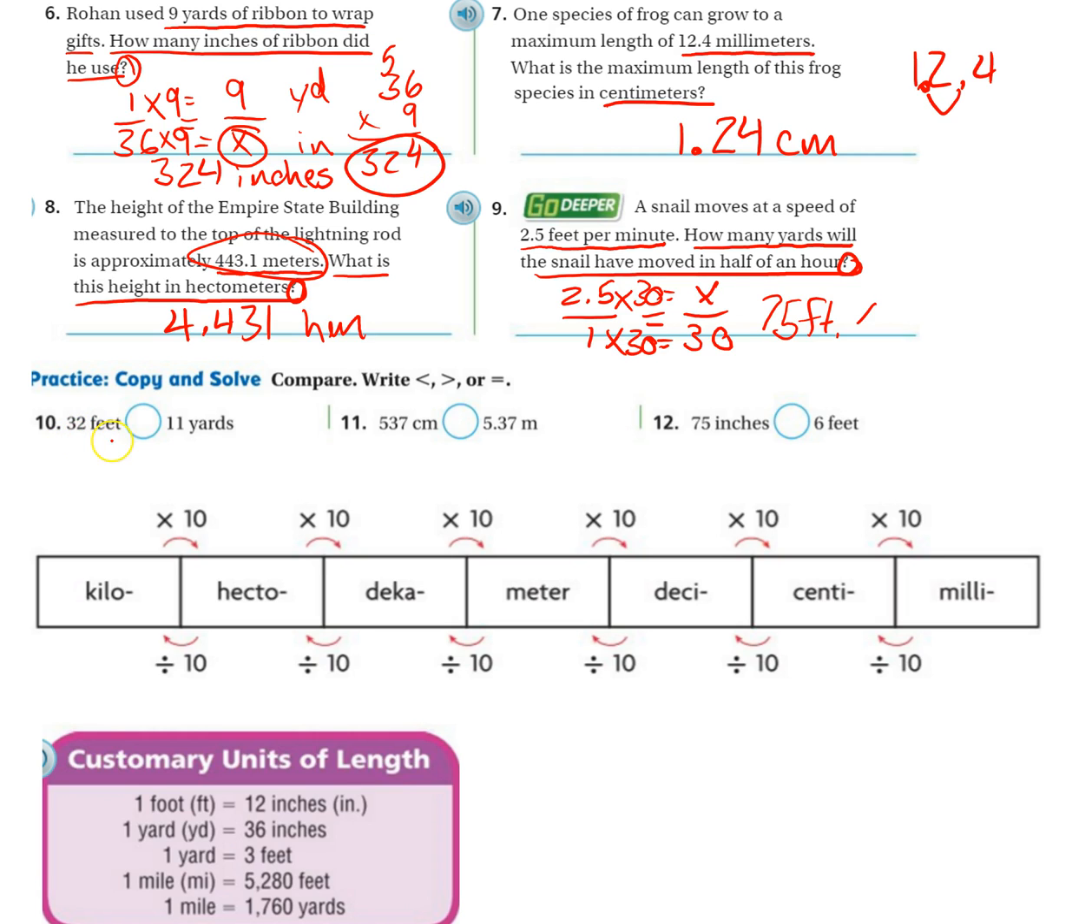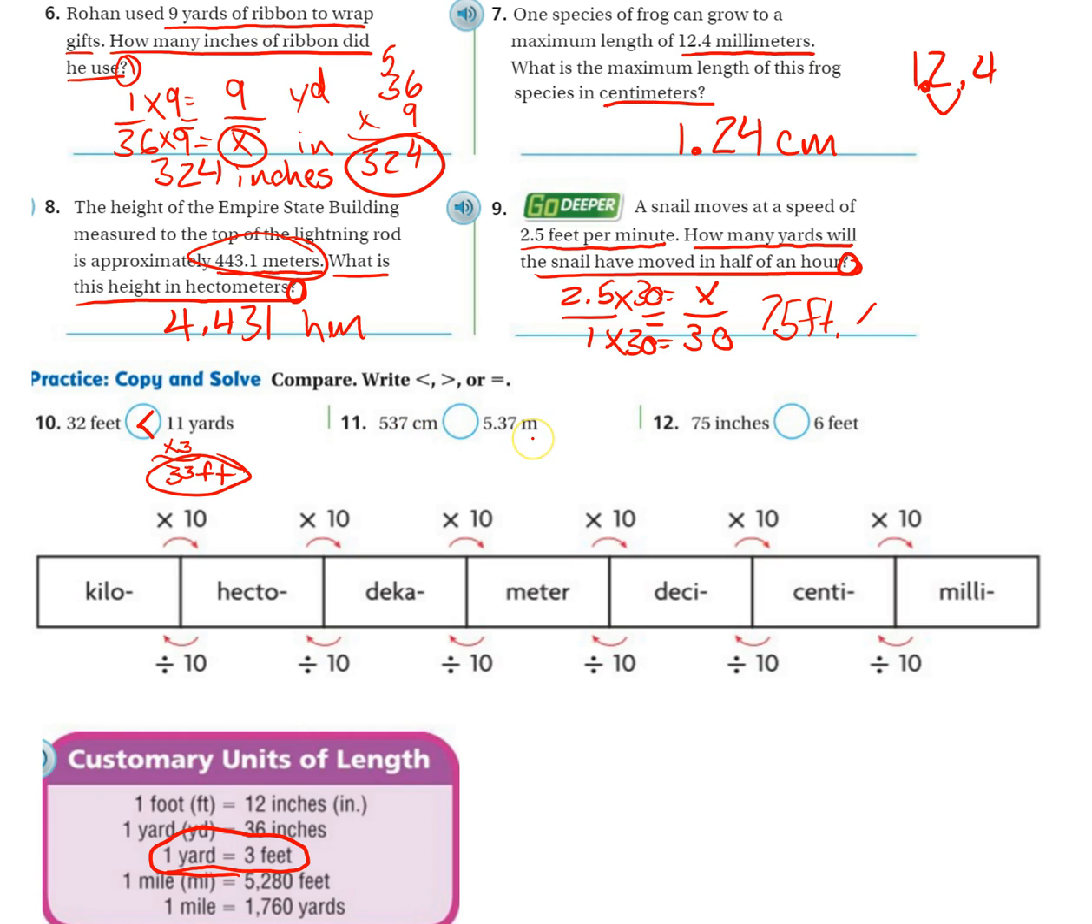So I'm going to leave this side as feet, and I'm going to change this to feet. So how many feet are in 1 yard? Tells me right here. 3 feet are in 1 yard, so I multiply that by 3, and I get 33 feet. So 33 feet is greater than 32 feet, or if we're reading the sentence starting from the left, 32 feet is less than 11 yards, because 11 yards is equal to 33 feet. Which is more than 32. Okay, let's go on to number 11.